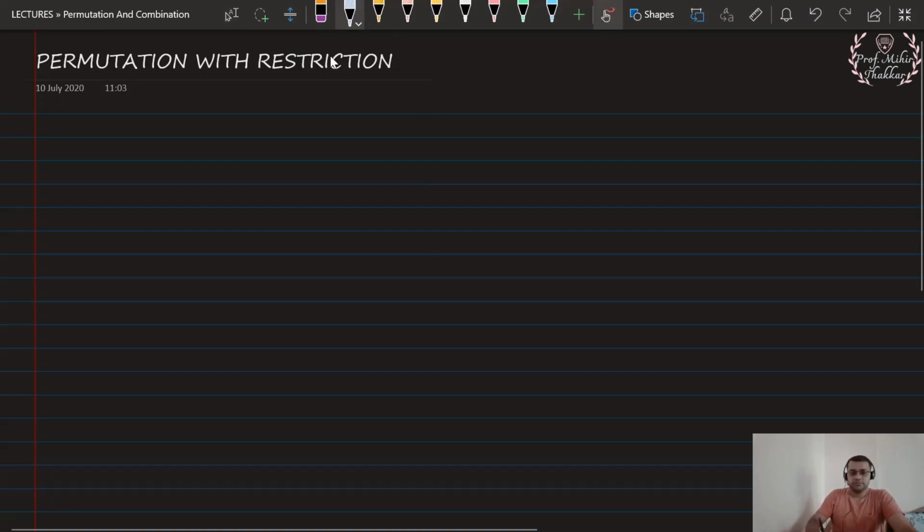Let us see what is permutation with restriction. It's a very simple thing. There are two basic points under this. Let us note down them one by one. Write down point number one.